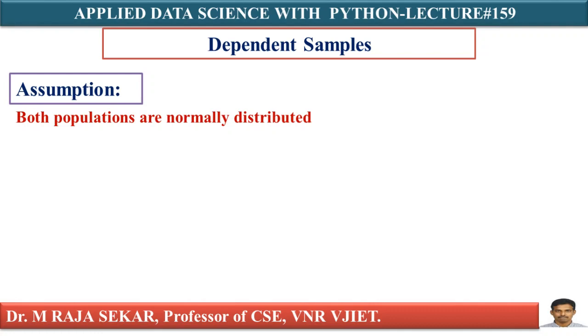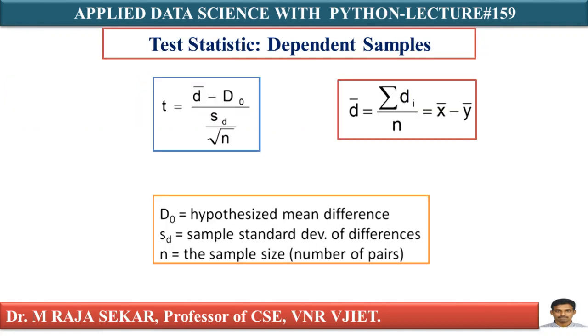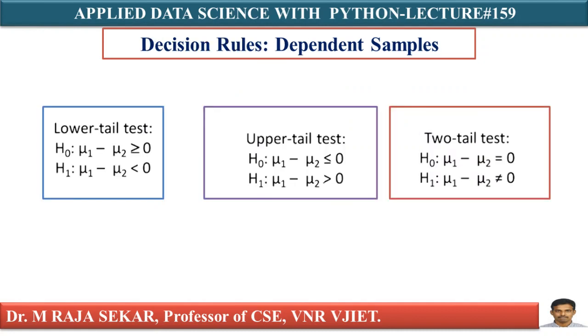The assumption here is that both populations are normally distributed. The test statistic for the mean difference is a t-value with n minus 1 degrees of freedom, t equal to d bar minus capital D naught by sd by root n. What is my d bar? Sigma di by n, which is equal to x bar minus y bar. My capital D naught is the hypothesized mean difference. SD is the sample standard deviation of the differences. N is the sample size.